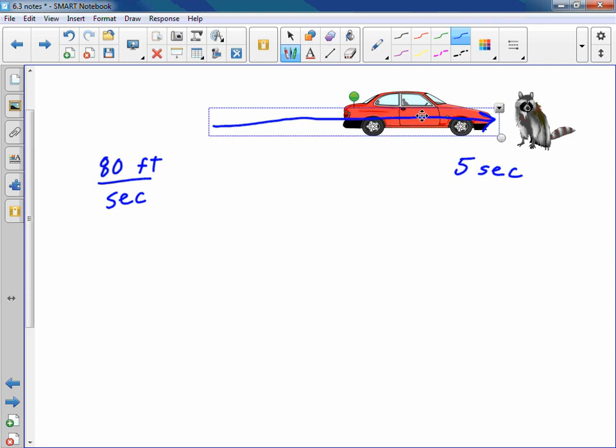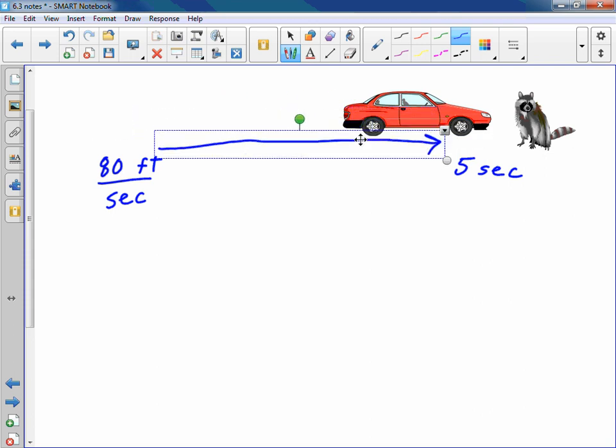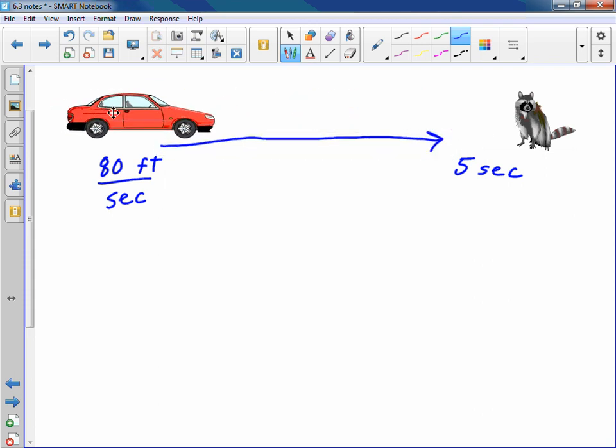What kind of a car is this, Tom? This is a Toyota MR2. Great little car. This is a 91 Toyota MR2.